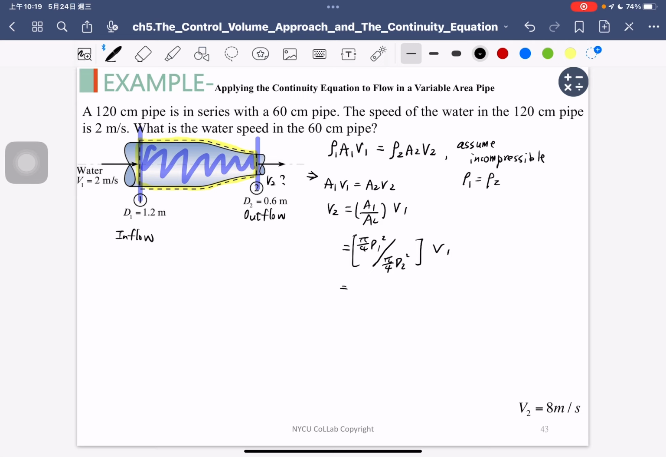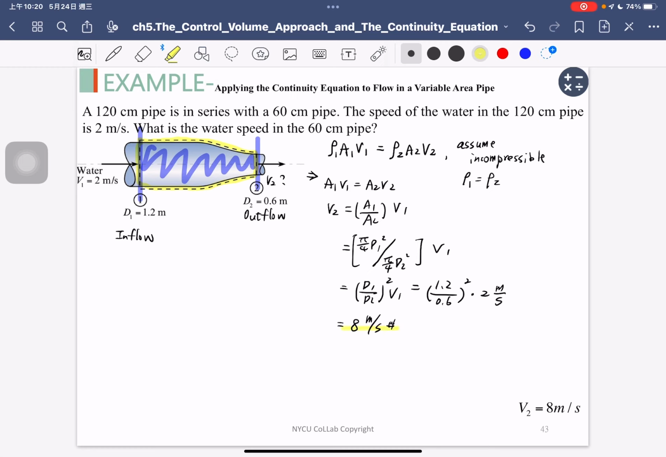So the ratio of the areas can be changed into the diameter ratio, D1 over D2 squared, times V1. Here D1 is 1.2 meters, D2 is 0.6 meters, squared, and multiplied by V1, which is 2 meters per second. So this will equal 8 meters per second velocity.